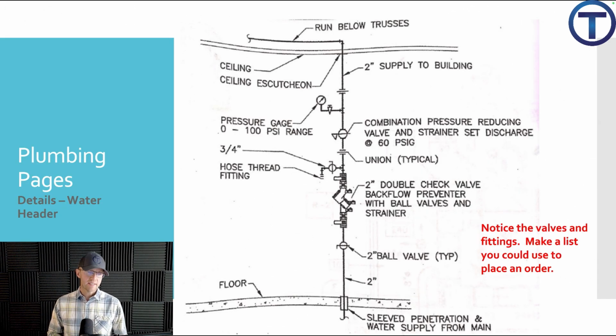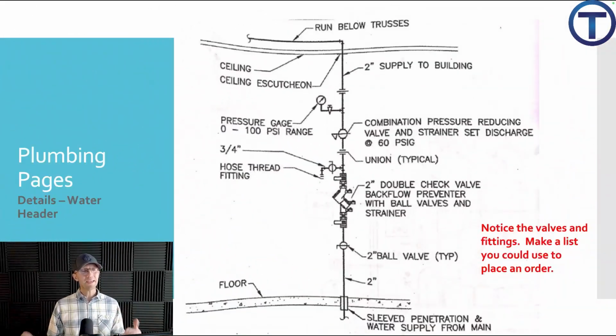Let's start with this detail. What do you see here? This is a water header. A water header is the main line coming in. It's going to have a series of valves and controls. And this one gives us quite a bit of information about what is expected on this main water line coming into the building. Let's start at the bottom. What do we see?